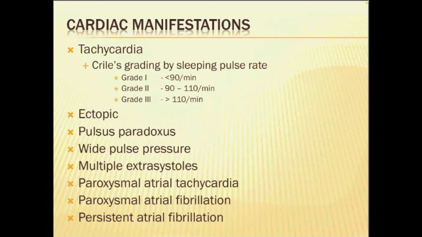Usually, we measure the sleeping pulse rate at 2 a.m. In our wards, we measure the sleeping pulse rate at 2 a.m. Okay, and ectopic beats will be present because of arrhythmias produced by thyroid hormone or hyperthyroidism, and pulsus paradoxus will be present. There will be a wide pulse pressure. The difference between the systolic and the diastolic will be very wide. There will be multiple extrasystolic beats, and the patient can present with paroxysmal atrial tachycardia, atrial fibrillation, and persistent atrial fibrillation. This is because of the arrhythmias provoked by the hyperthyroidism.